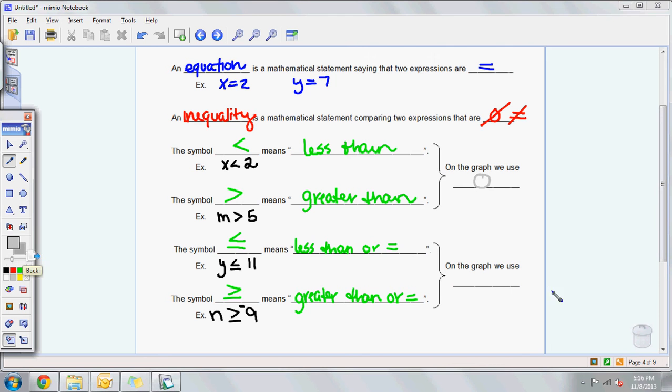So when we go to graph it, we're going to see a closed circle because that tells me that it could be 11 or -9, but it could also be bigger than that. Okay? So there's our vocab, got through that.